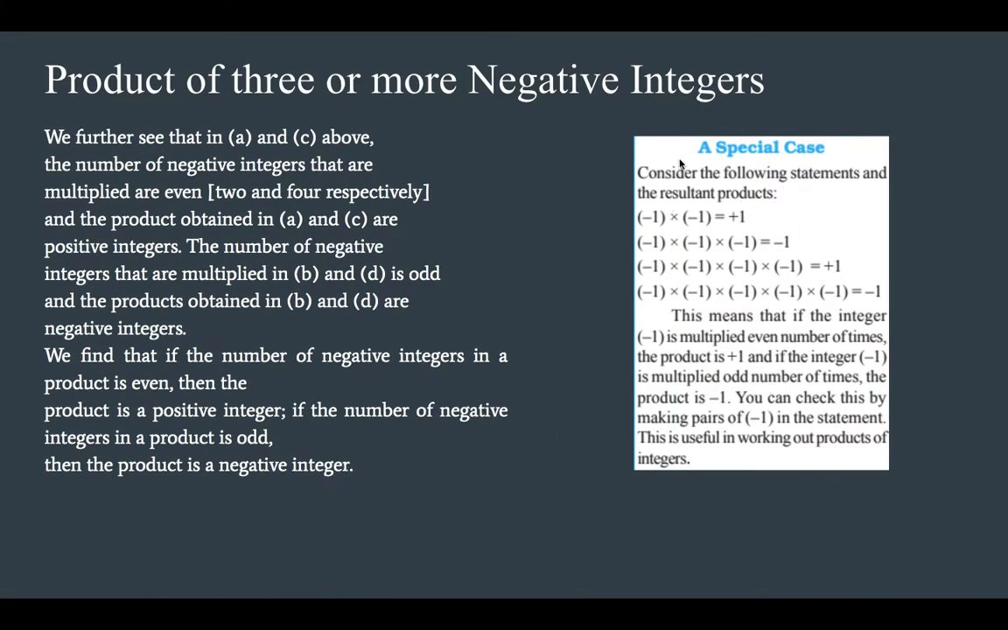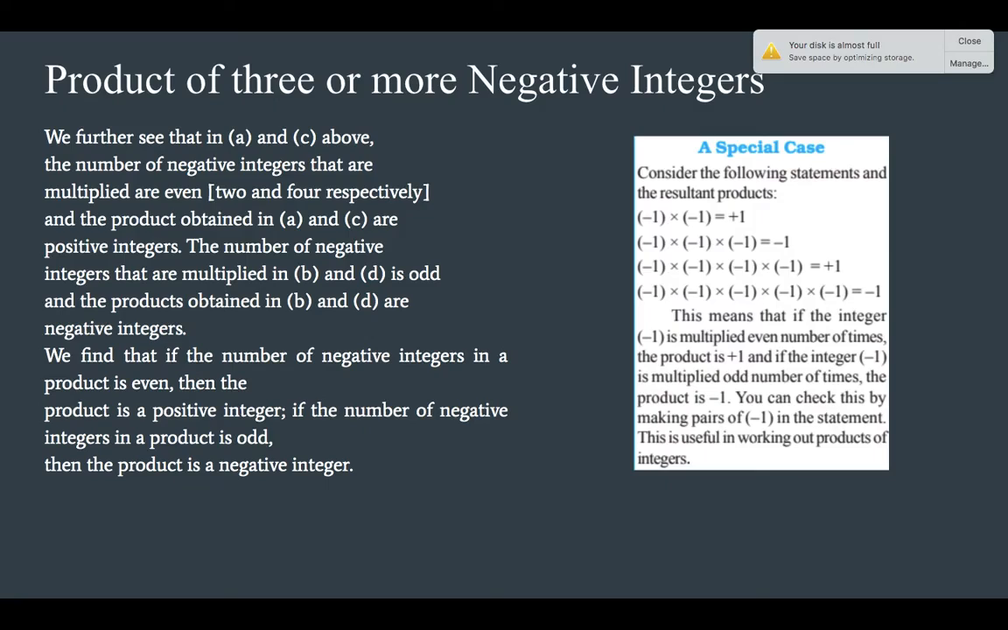There is a special case over here. Negative 1 into negative 1 is plus 1, negative 1 into negative 1 into negative 1 is minus 1, and if you take 4 you get plus 1, if you take 5 you get negative 1. This means that if the integer negative 1 is multiplied an even number of times, the product is plus 1, and if the integer negative 1 is multiplied an odd number of times, the result is again negative 1. You can check this by making pairs of negative 1, and this is very useful in working out the products of integers.